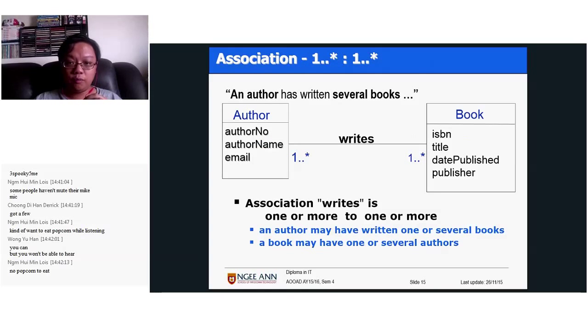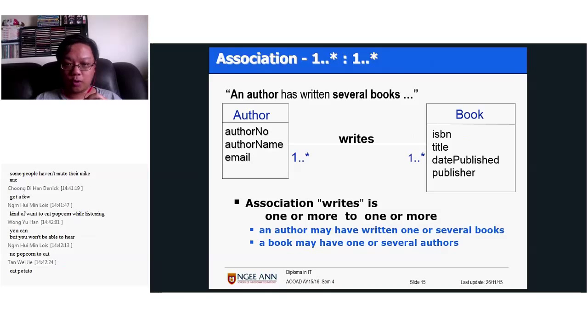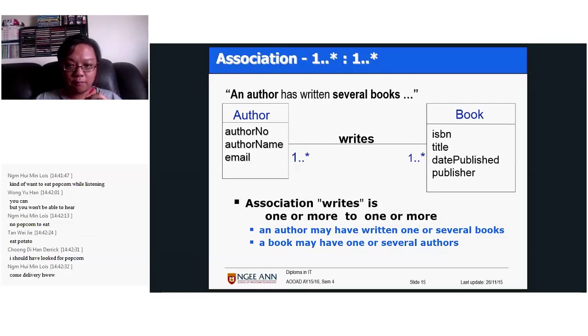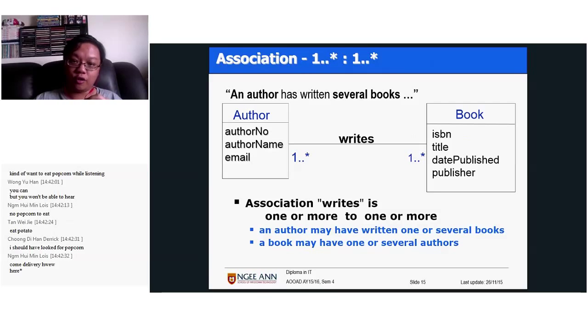You can have the many-to-many, right? In this case, one or more to one or more. An author writes one or more books. If he hasn't written a single book, he's not considered an author. A book is written by one or more authors. A book cannot have 0 authors.